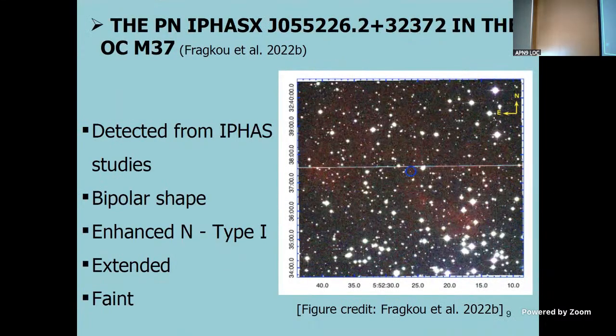The third case is a planetary nebula, I'm not going to pronounce this, in the open cluster M37. So the planetary nebula was detected from IFAS studies. It has a bipolar shape, also it has nitrogen type 1 chemistry. It's very extended and faint. Here you can see the IFAS image. You can see the nebulosity is very, very faint. And the star circled in blue is the identified central star.